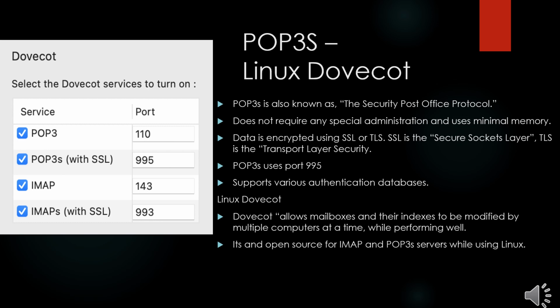POP3S, also known as the Secure Post Office Protocol, does not require any special administration and uses minimal memory. Data is encrypted using Secure Socket Layers and the Transport Layer Security. The security protocol uses port 995 when dealing with Linux Dovecot.